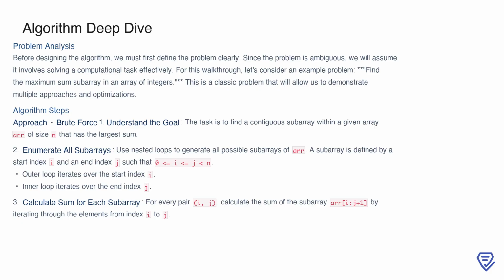The brute force approach to solving this problem involves systematically examining all possible subarrays. First, we iterate through every possible starting index of the subarray, and for each start index, we iterate through every possible ending index. For each combination of start and end indices, we calculate the sum of the subarray. This process ensures that all potential subarrays are considered, but as we'll see, it comes with significant computational overhead.